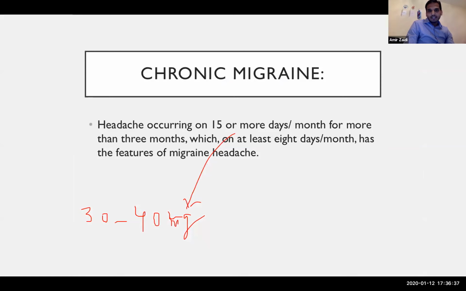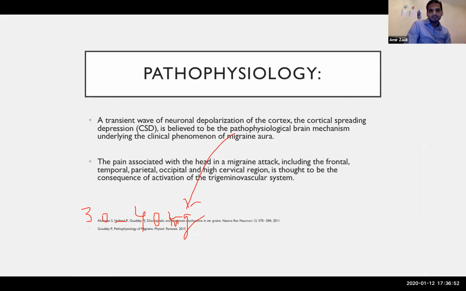Chronic migraine, like the tension type headaches, lasting 15 or more days a month for more than 3 months. Out of those 15 days, at least 8 days should be of headaches with typical migraine features. So pathophysiology, I'm not going to go in detail, but the aura symptoms are due to the cortical spreading depression. And usually the pain is caused by the trigeminal vascular system.